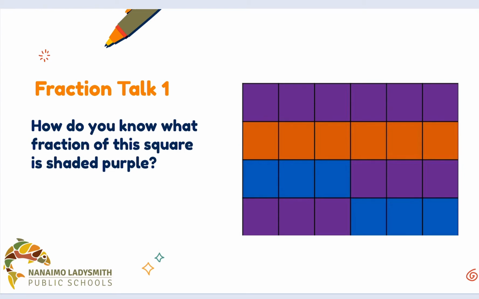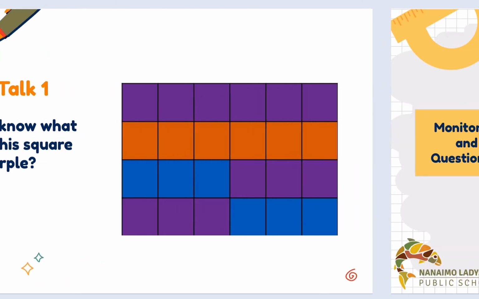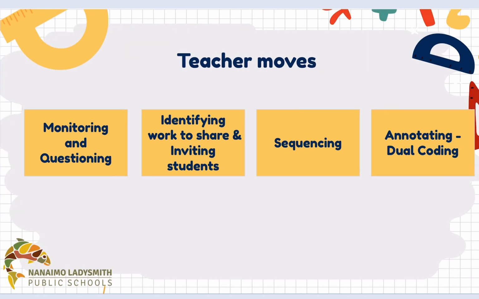So once we've given students some time to think independently, then we want them to get into that pairing process. This is where we can use some of those wonderful teacher moves that we have in our back pocket, and that's just monitoring around. We're listening to the students, we're questioning them, we're trying to figure out their misunderstandings or misinterpretations of their ideas about fractions.